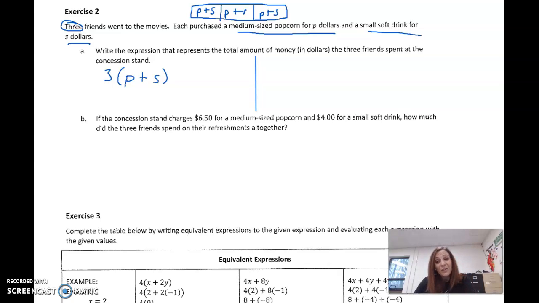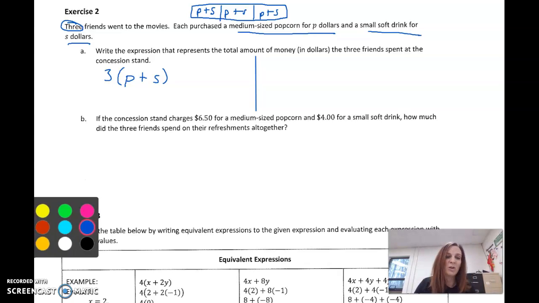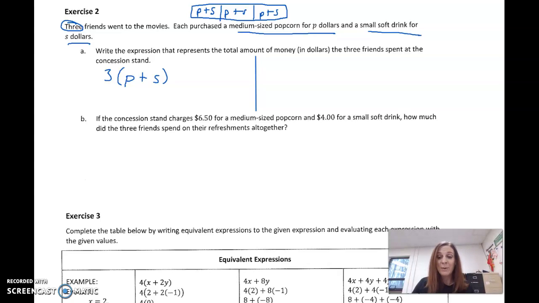Now, you could think of it a different way, though. How many people are buying popcorn? 3. How many people are buying soft drinks? 3. Except use the right variable. And so if you wanted a total price, you'd add it together, okay? But I want you to realize that if I were to use the distributive property right here, 3 times P plus 3 times S, that's what I would get, okay? So these really are equivalent expressions, even though we write them differently.